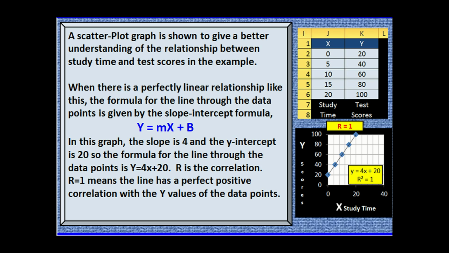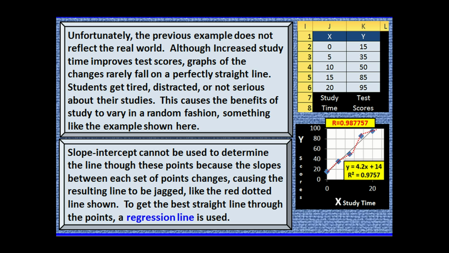When there is a perfectly linear relationship like this, the formula for the line through the data points is given by the slope-intercept formula y equals mx plus b. In this graph, the slope is 4 and the y-intercept is 20, so the formula for the line through the data points is y equals 4x plus 20. R is the correlation. R equals 1 means the line has perfect positive correlation with the y values of the data points.